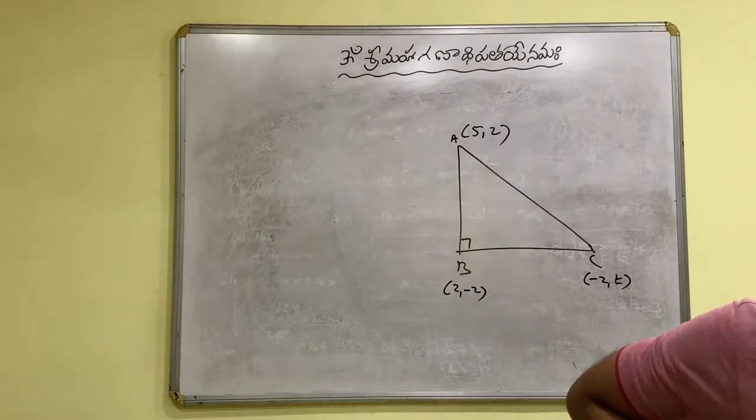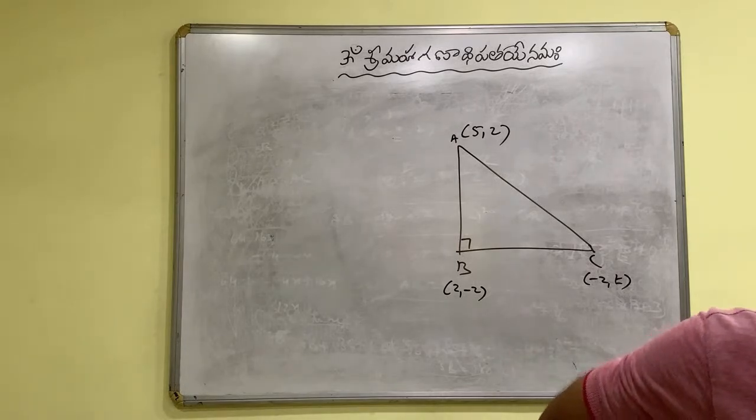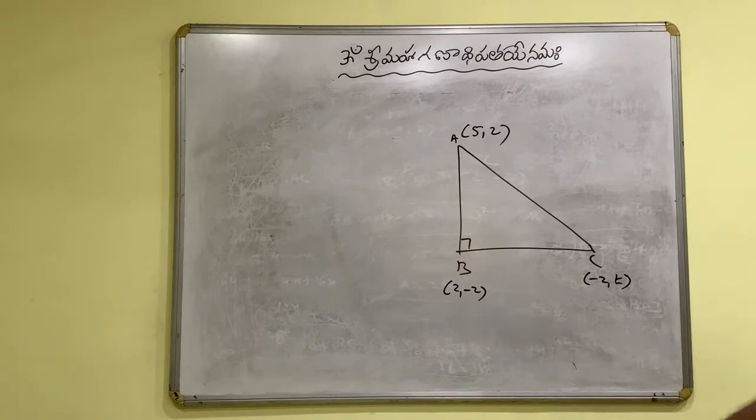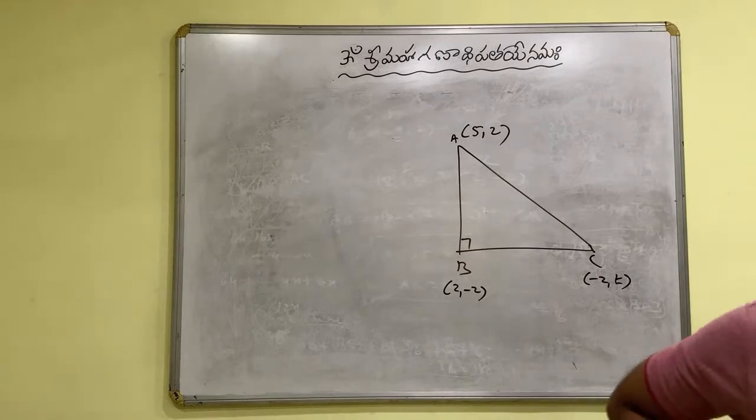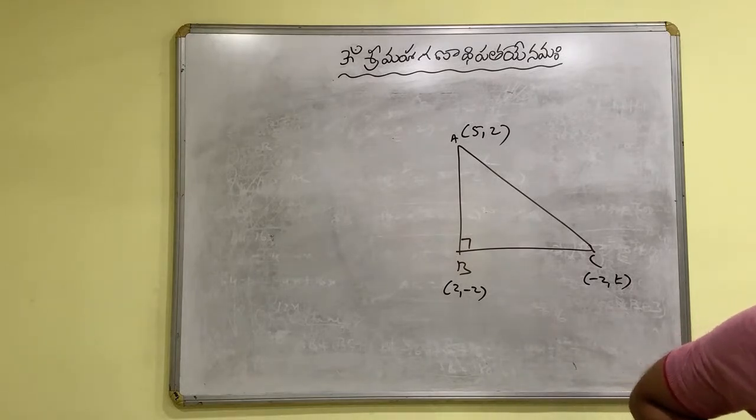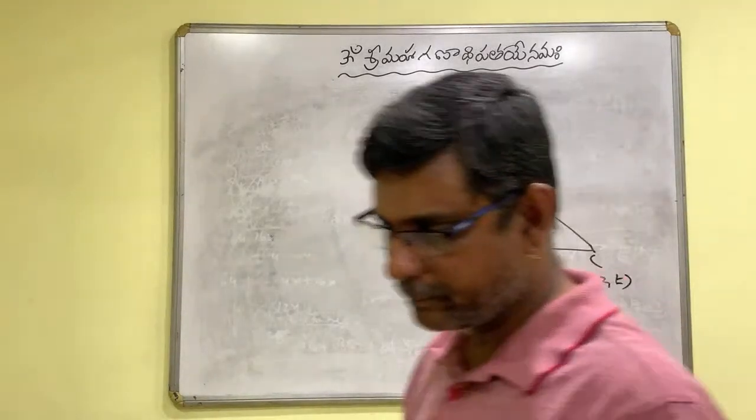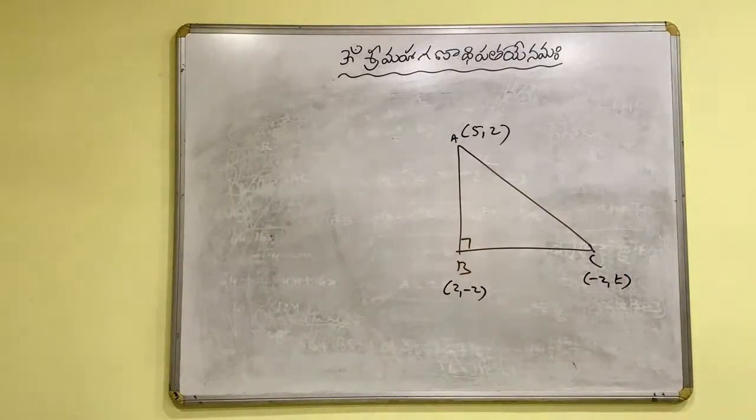Okay, we'll first find the sides, all the three sides, then Pythagoras theorem. Yes, then we need to apply Pythagoras theorem. AB square plus BC square is equal to AC square. Okay. Next.